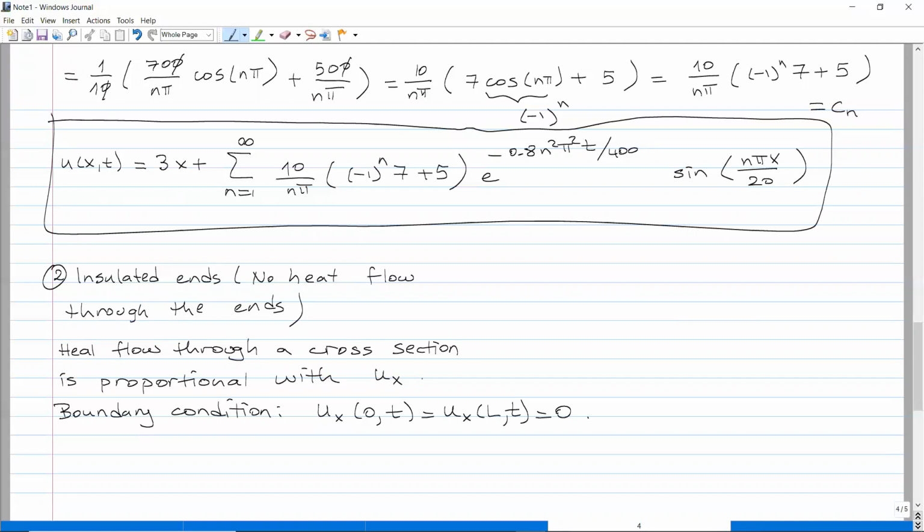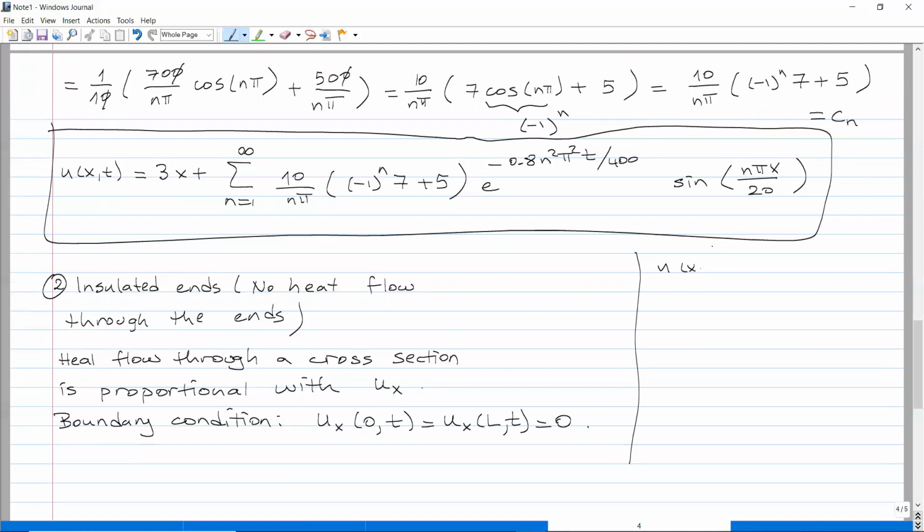Since the boundary conditions are changed, we don't have the value of U at the boundaries. We have the value of the derivative with respect to x at the boundaries. So we start from the beginning. Again, we use separation of variables. We look for solutions of the form a function of x times a function of t only. The main equation doesn't change. U sub t is alpha squared U sub x x.